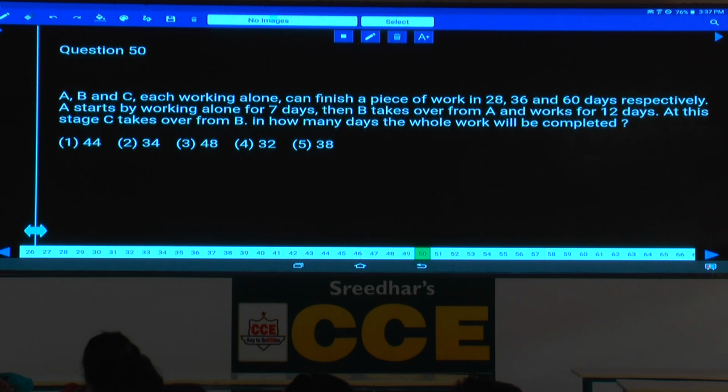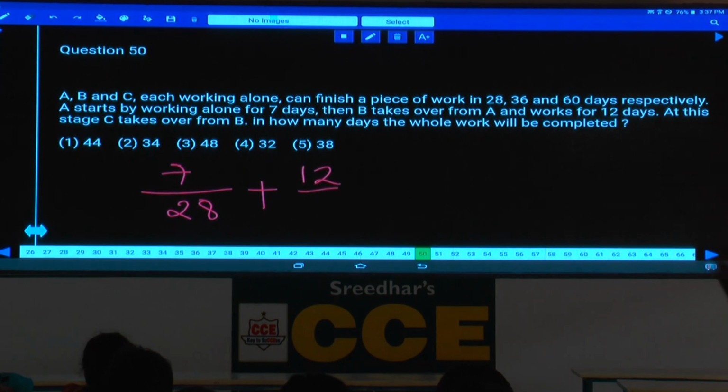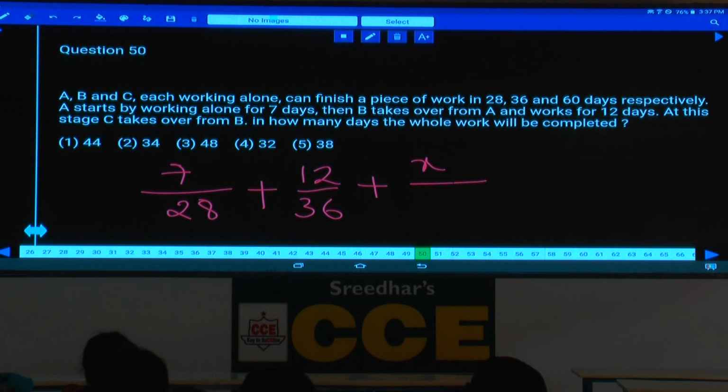That's it. A can complete the work in 28 days. Work done by A is 7/28. Work done by B, B worked for 12 days, can complete the work in 36. C worked for x days, 60 is equal to, oh, total work was asked? Right, it is actually done. Okay, how much is this?